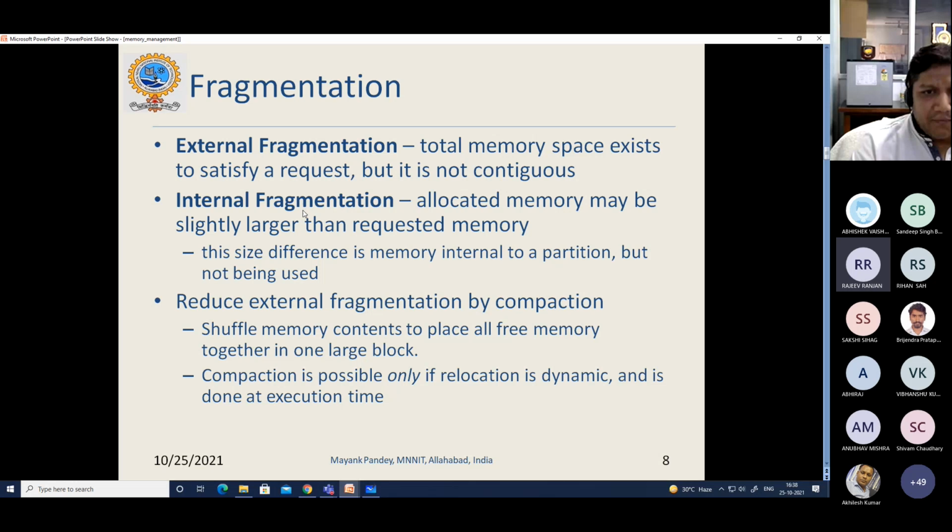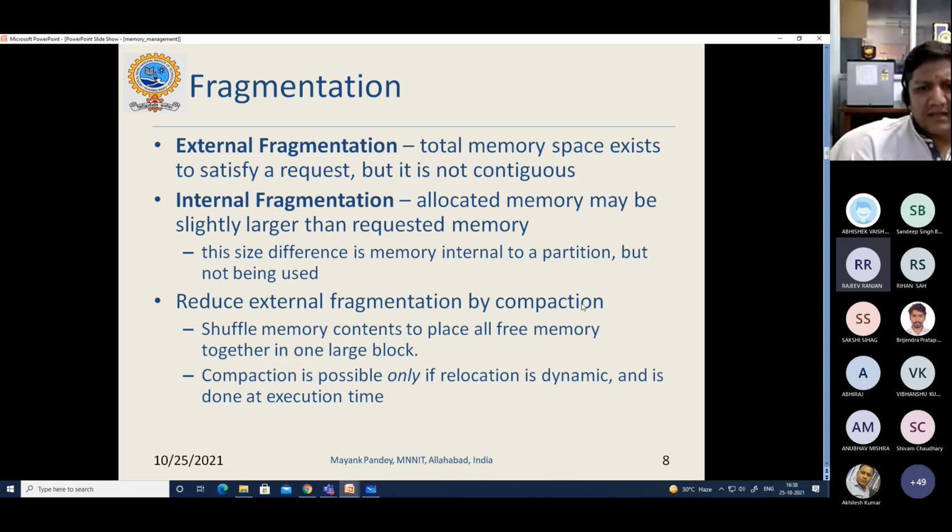Now, what is internal fragmentation? Allocated memory may be slightly larger than the requested memory. Now this is a problem. So there is a small hole lying there, but the process which is arriving is slightly smaller than that. So whatever leftover would be there would be useless. Fine. It is the size difference in memory internal to a partition, but not being used.